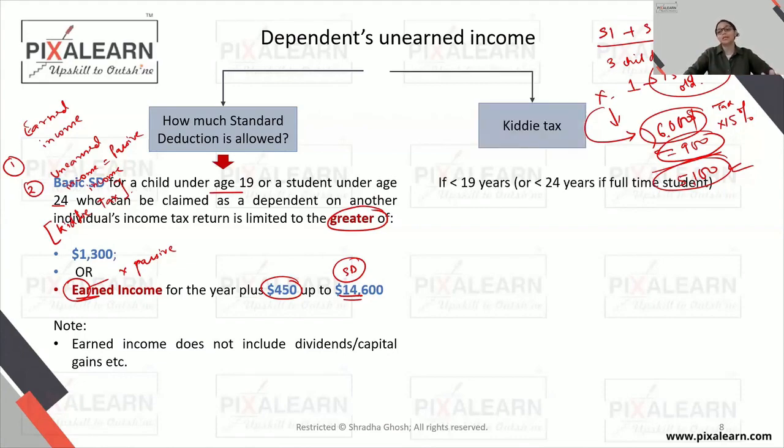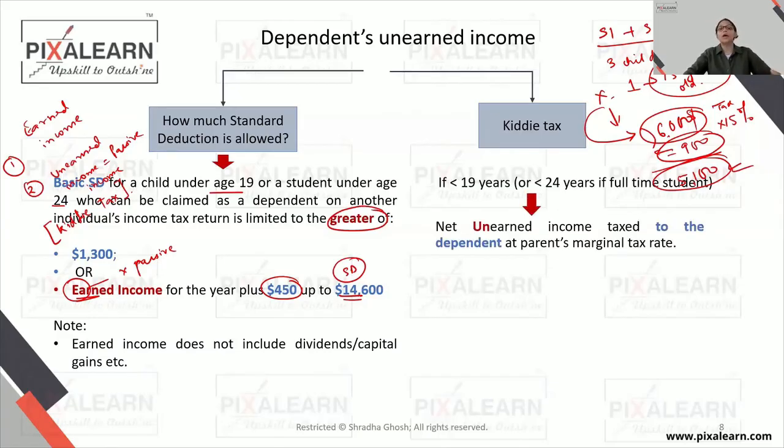But then comes the second concept of what's a kiddie tax. Kiddie tax is a tax which is imposed on a full-time student or a child who's claimed as a dependent on somebody else's return, but who has a lot of unearned income. Unearned income is passive income. I have interest, dividend, capital gains, rent, royalties, all of that.